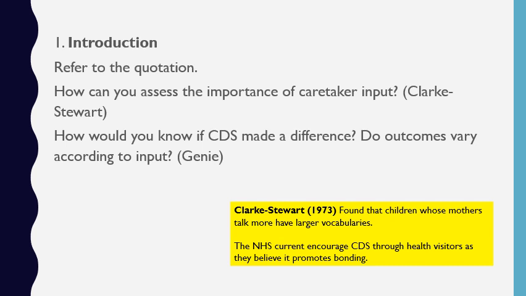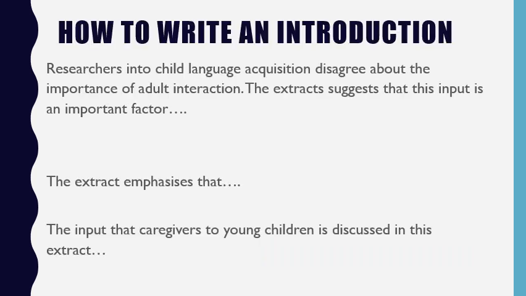You can also look at how there is a difference in the input that children are given and the output that they have, and that there may be a social aspect to that too. So your introduction is really referring back to the quotation, unpicking what that quotation is saying, and if you can, providing some evidence about it. So it might look something like this.